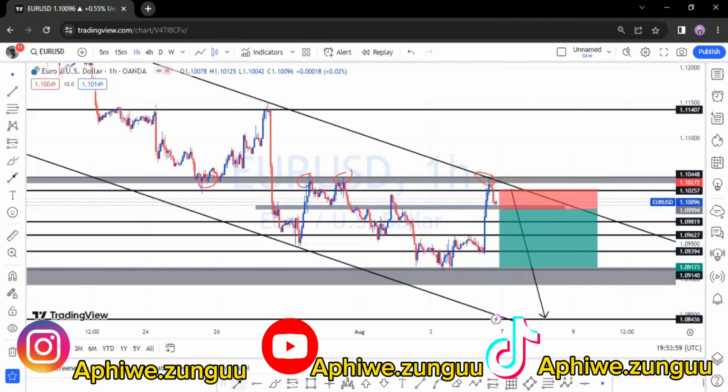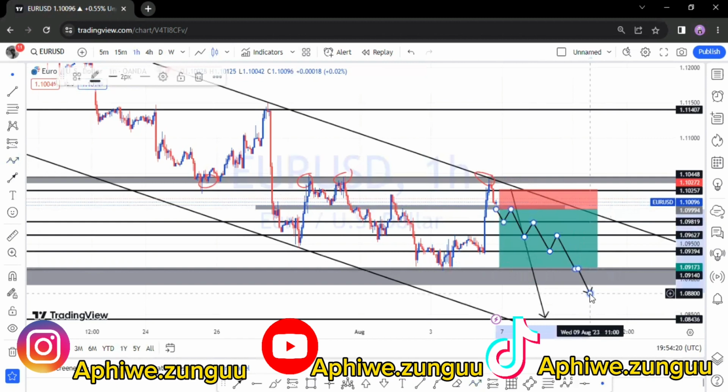So this is what I'm currently predicting, or this is what I'm currently waiting for. Simple as this, guys. This is just my prediction, but this is what I'm seeing inside the market, guys. This is how I'm currently waiting for Euro USD to play.